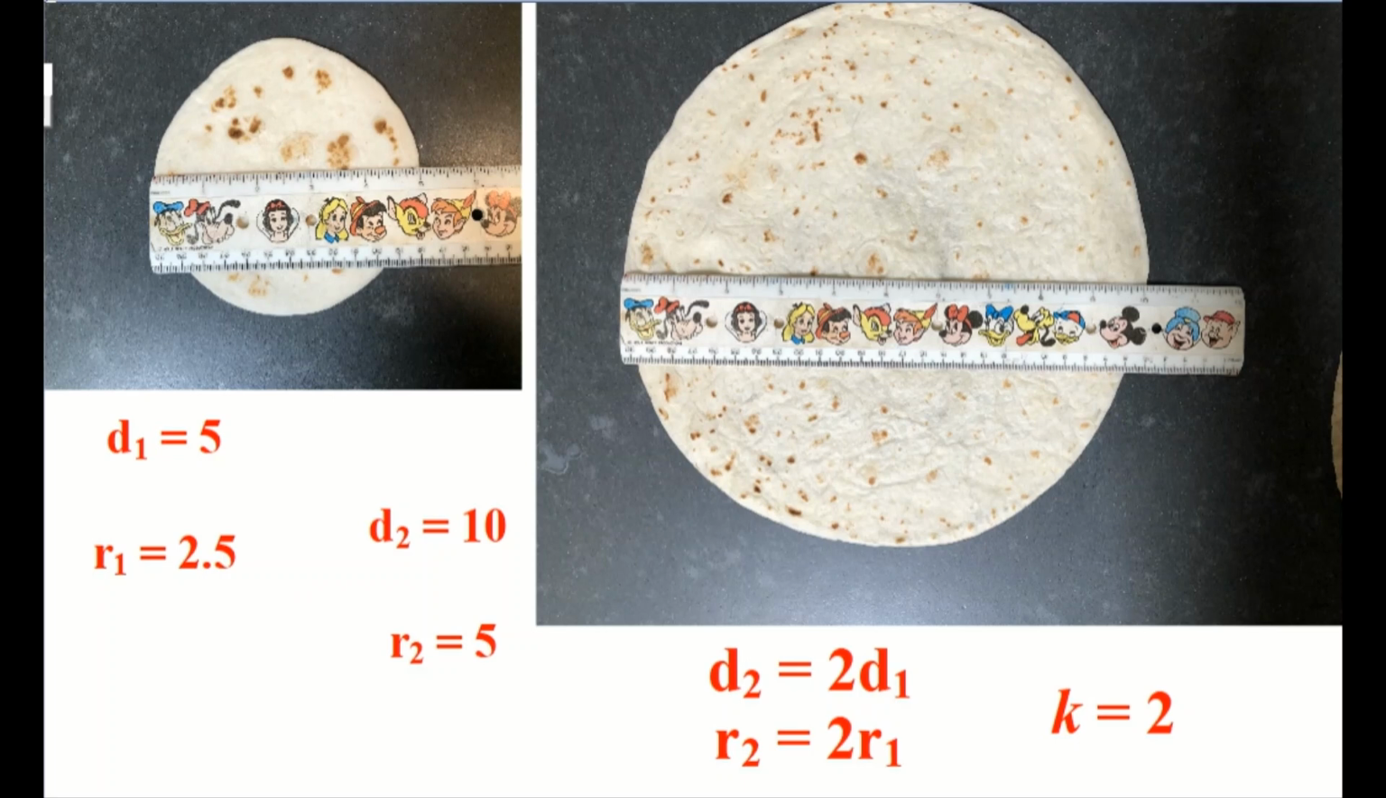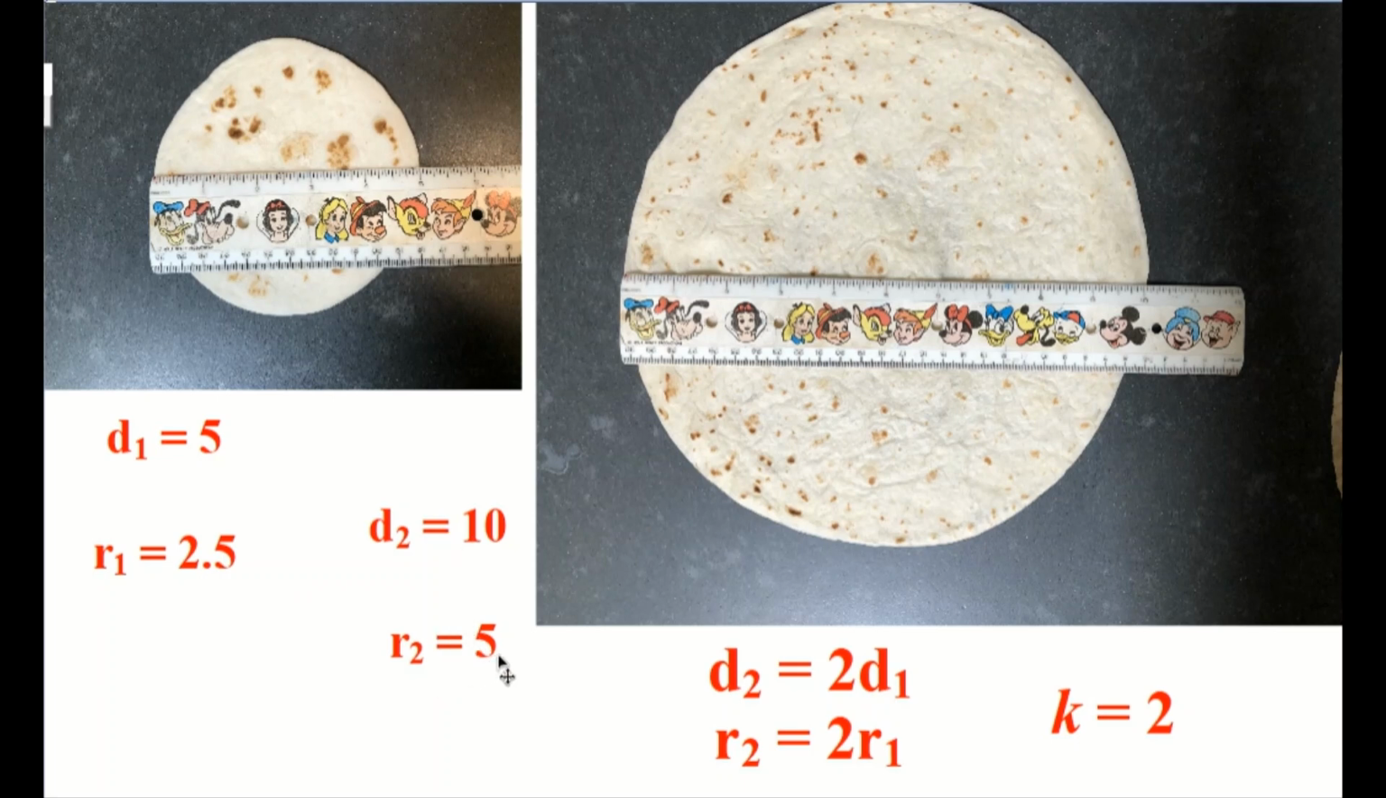Well, I don't know if you can tell from my Wonderful World of Disney ruler, but this smaller tortilla, I took a picture of it. It's 5 inches in diameter, and so diameter of the first tortilla is 5 over here on the left, which half of that would be 2.5, so the radius is 2.5. The other one, the bigger tortilla, goes out to the end of Mickey Mouse's ear, which is at 10. So diameter number 2 is 10, which half of that would be 5. So the radius of the second tortilla would be 5 here.